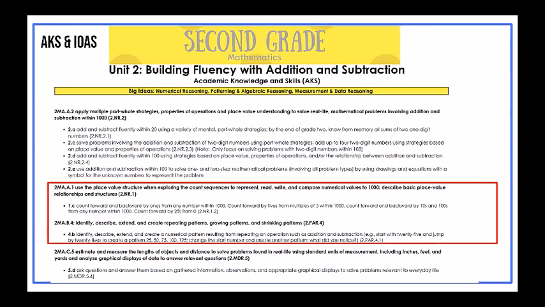This IOA is clustered with AKS 4 for IOA 4B to give students the opportunity to continue exploring patterns through patterns involving addition and subtraction within 1,000 using models and representations. Through this IOA 4B, students will identify, describe, extend, and create numerical patterns resulting from repeating an operation, such as addition and subtraction.